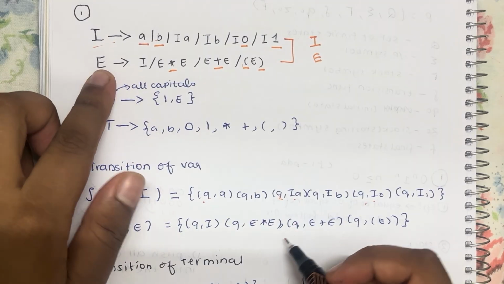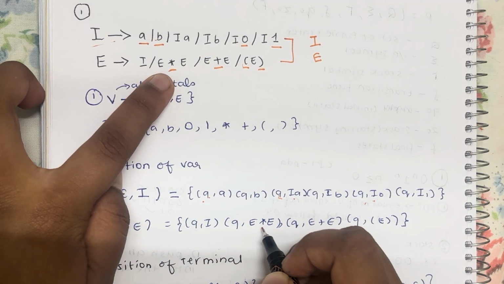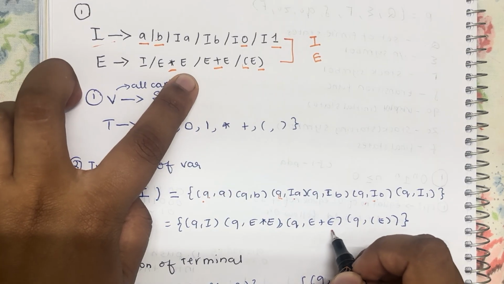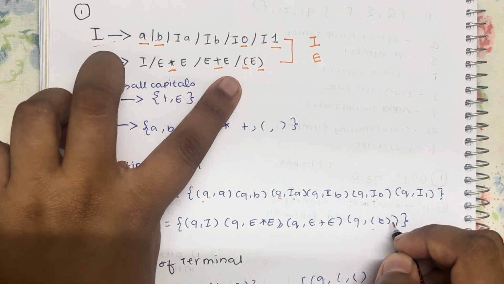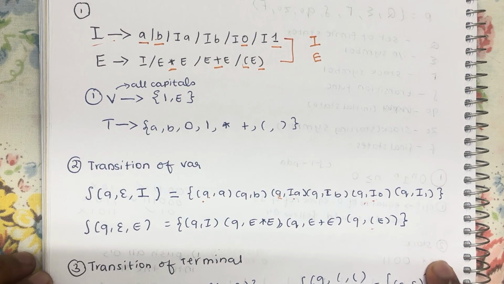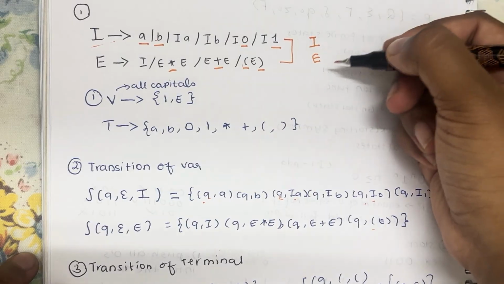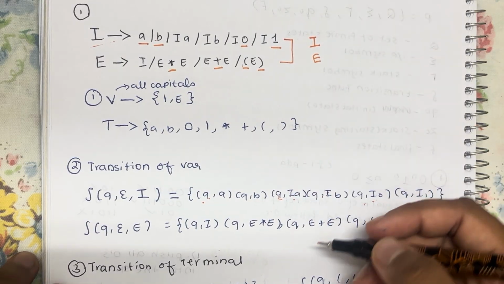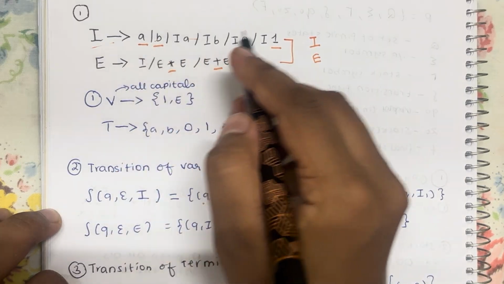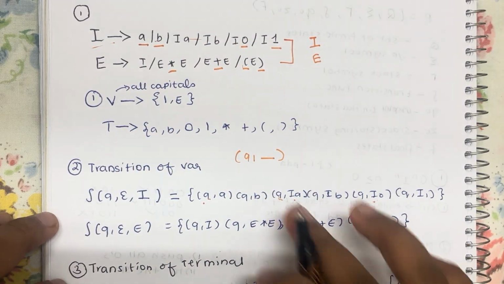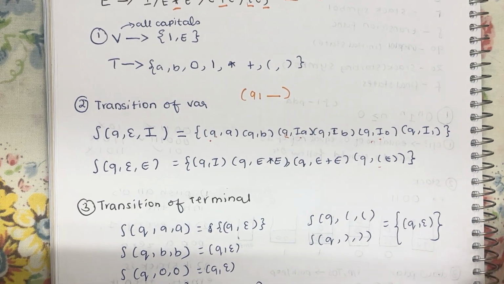Now moving on to E. We have Q, I. Q, E star E. Q, E plus E, and then Q, left bracket, E, right bracket. So this is the transition of variables for I and E, since I and E are the only capital letters. All you do is write Q, comma, and then whatever productions are given for each of them.